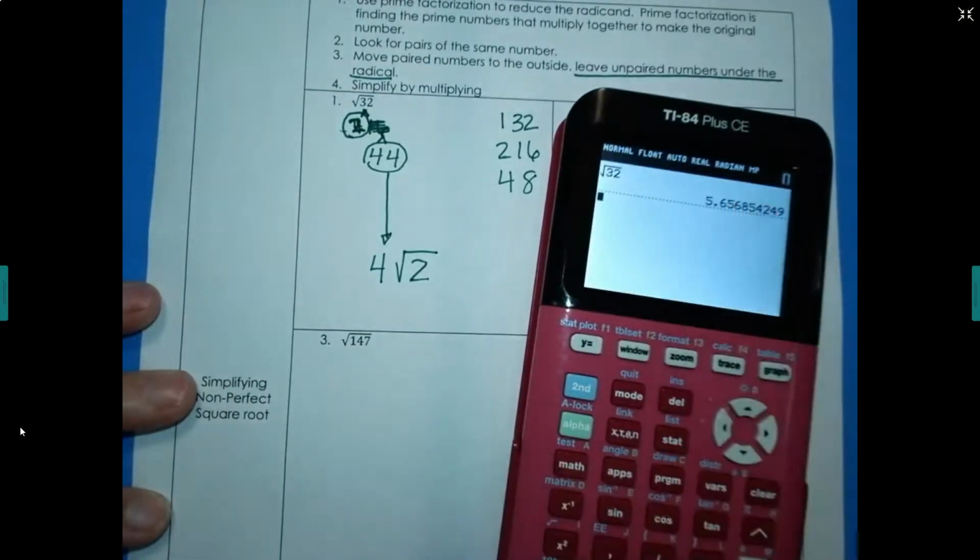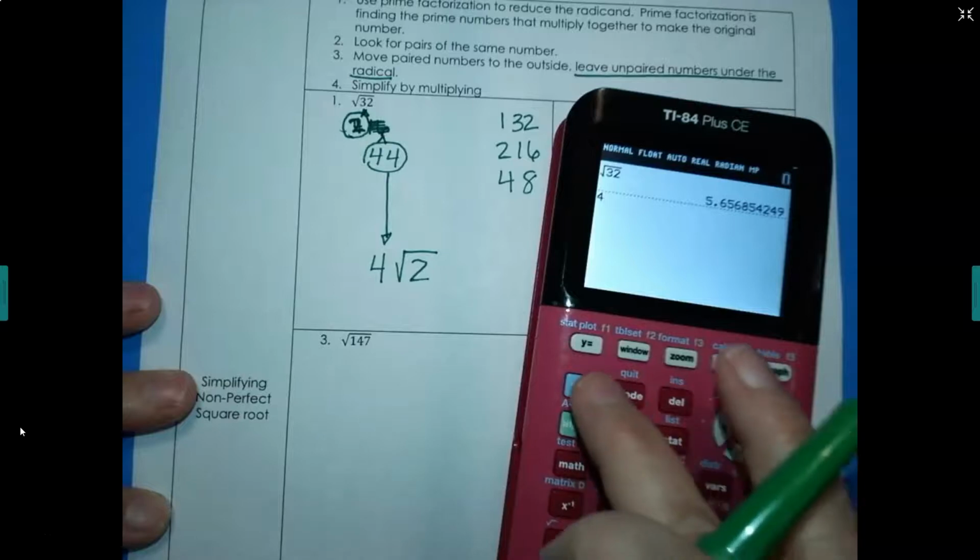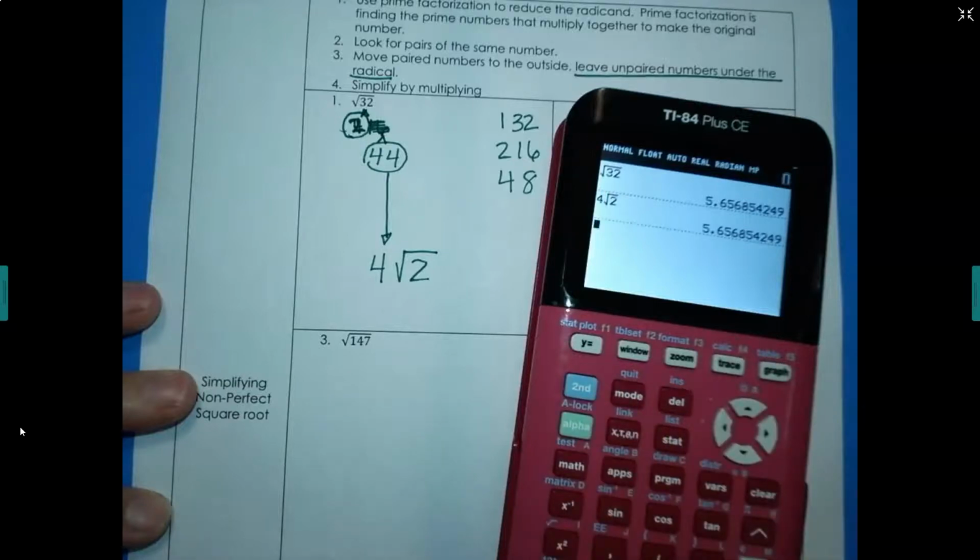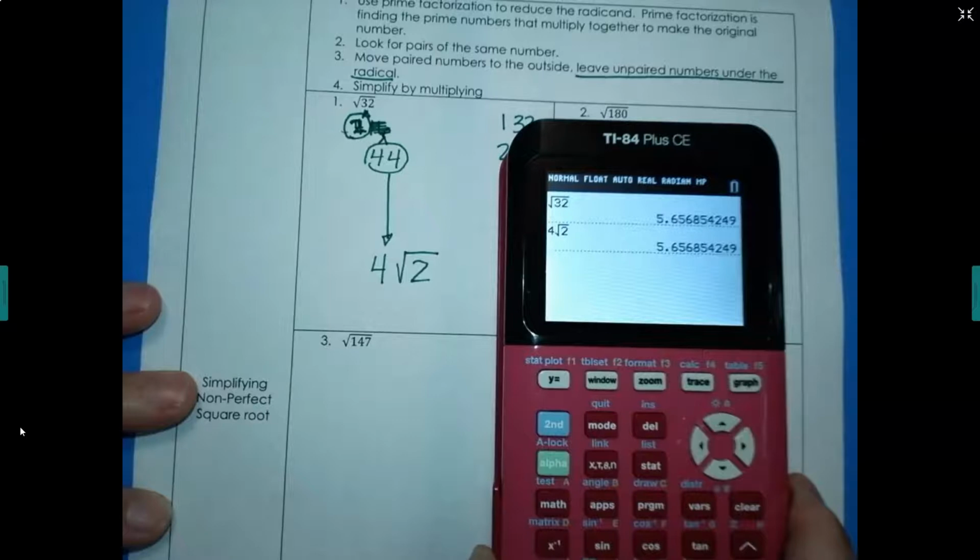So here is that ugly decimal. If I go ahead and put 4 square root 2 in my calculator, I get the same number. So what you're doing is you're just rewriting the number in a different form.